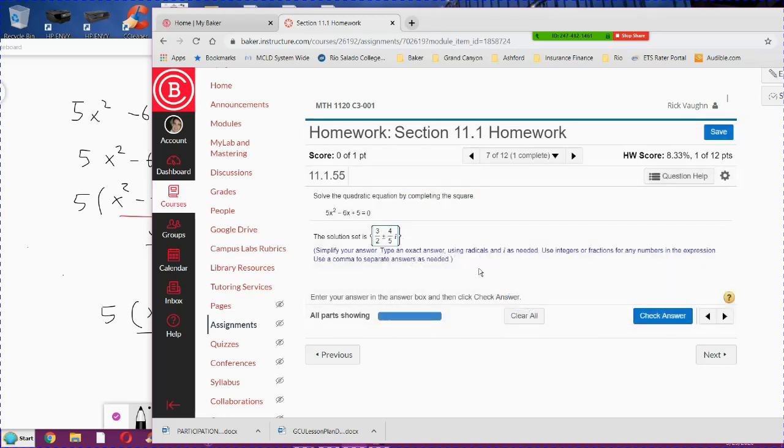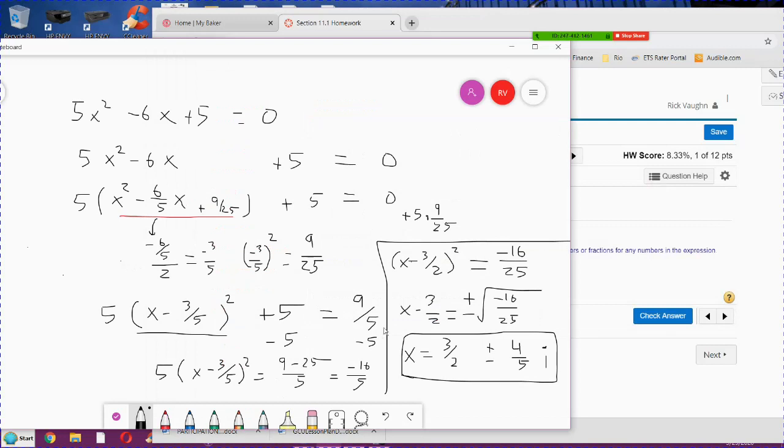And it looks like I made a mistake somewhere. Oh my. Well, I make mistakes all the time. So let's see what happened. Oh, it was 3/5, not 3/2. Look at this. It was 3/5 and I suddenly made it 3/2. So let's go through and just fix that.